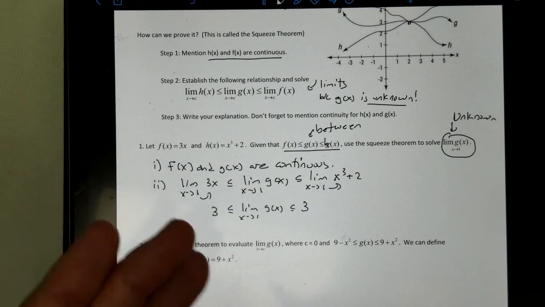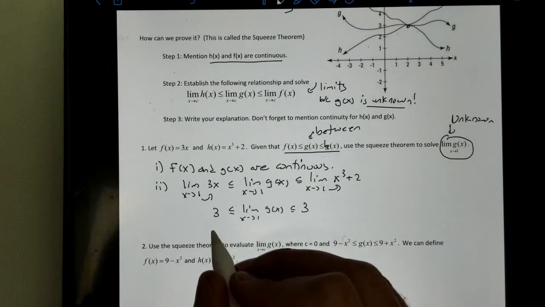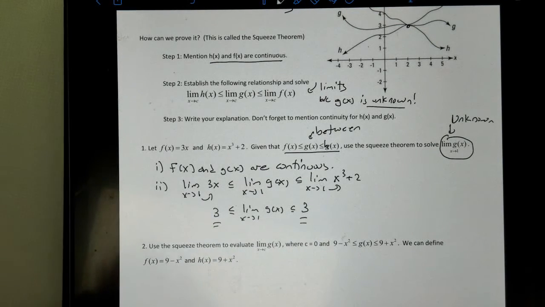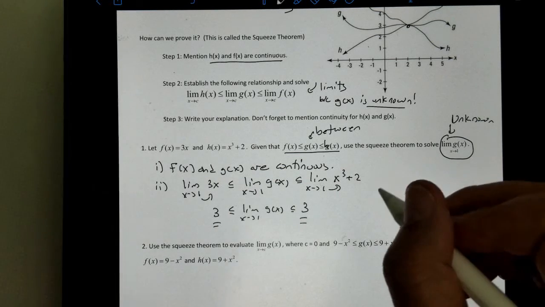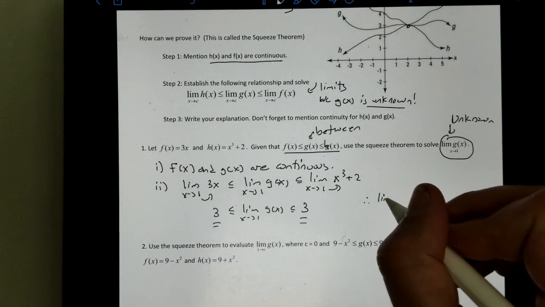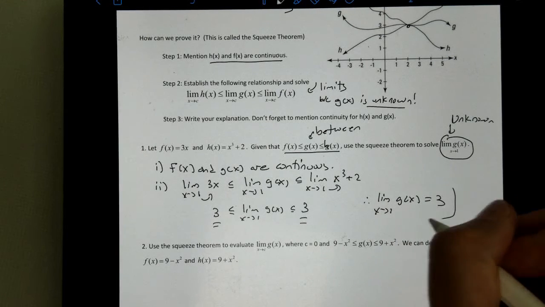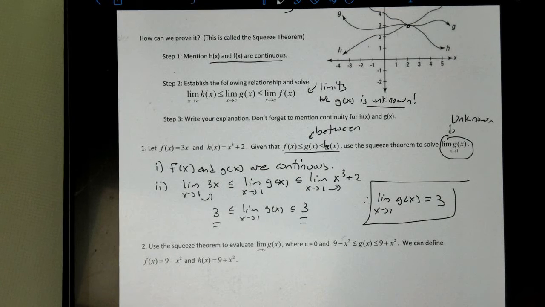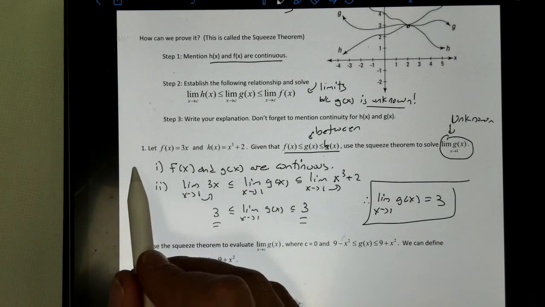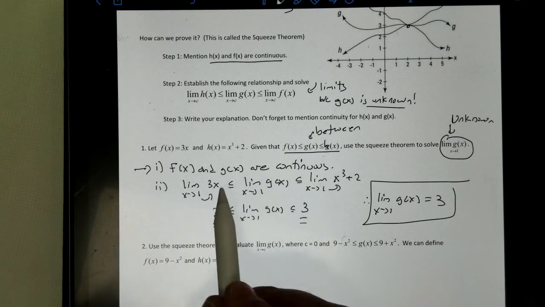So what is this telling us? Even though I don't know anything about g of x, it's going to be between 3 and 3. Well, what's the only number you can think of that's between 3 and 3? And of course, the answer is 3. So we're going to say, therefore, the limit as x approaches 1 of g of x has to equal 3. And there's our answer. That's the squeeze theorem. Very easy, but if you don't do this, I don't read that.